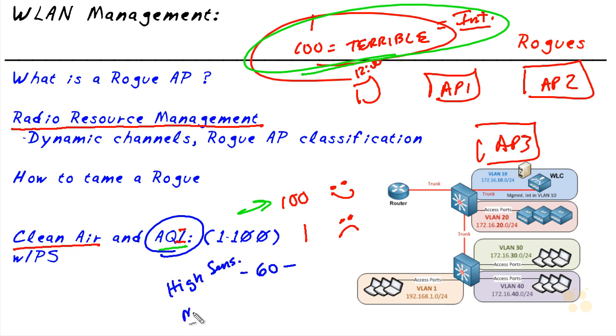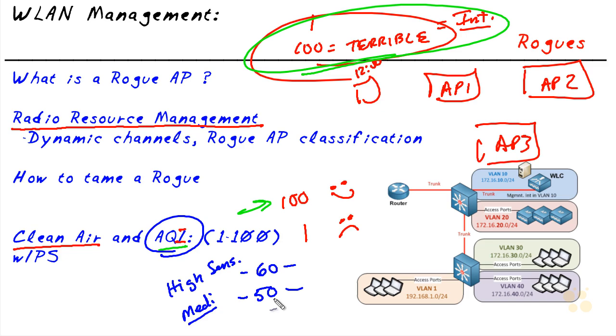Another setting we can use for sensitivity is medium. And the threshold for medium is 50. And the difference is simple. If we tell clean air, hey, the sensitivity level is 50, these access points won't take action to start moving around and making adjustments if they're set at a medium sensitivity until the AQI drops to 50 or below.